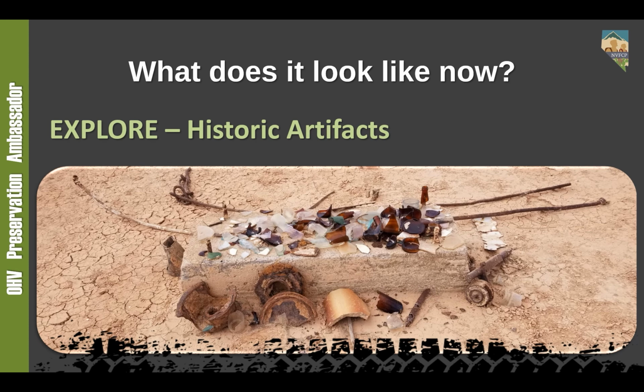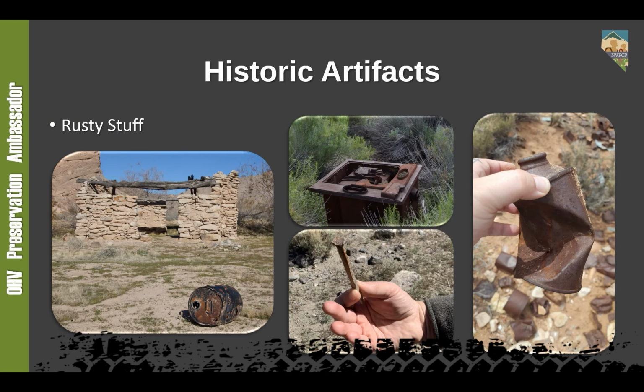Historic artifacts are a little bit easier to identify because they're pretty much similar things to what we use today. So I'm just going to classify it as rusty stuff. So when you go out, mine sites, old homesteads, any type of place where we have more modern habitation, you're going to find some rusty stuff. And that's nails, old barrels, can dumps and that kind of thing.